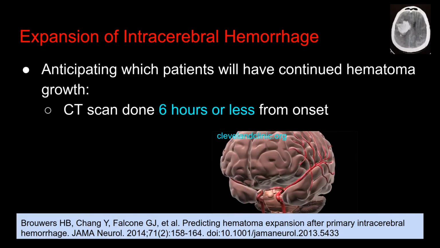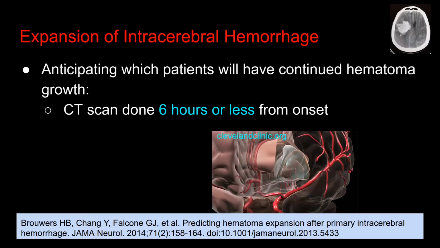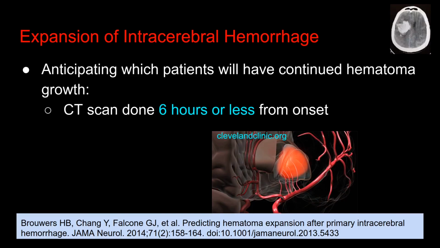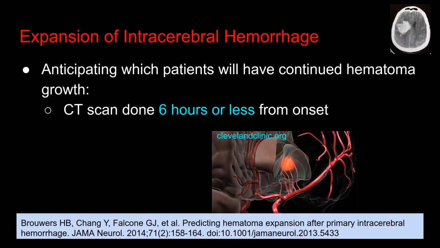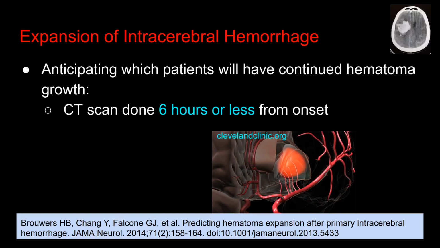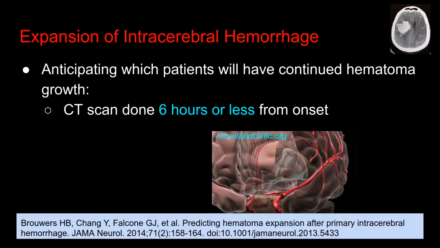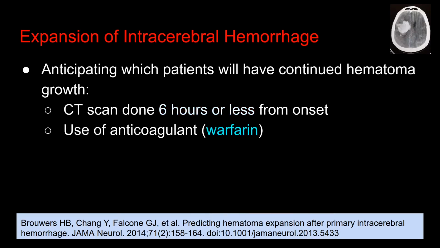Well, if you get these patients within 6 hours and you do the CT scan, whatever you see on the scan will not be the finalized size of that hemorrhage. So it has been shown that CT scan done 6 hours or less from onset has a tendency to predict that these patients' cerebral hematomas are not yet finalized in size. They are still growing when we receive them.